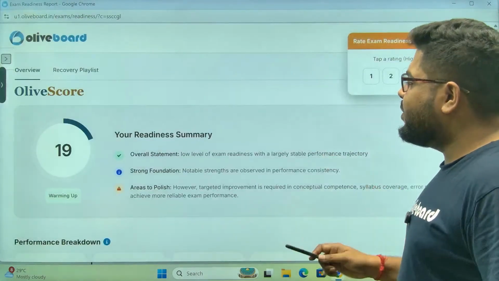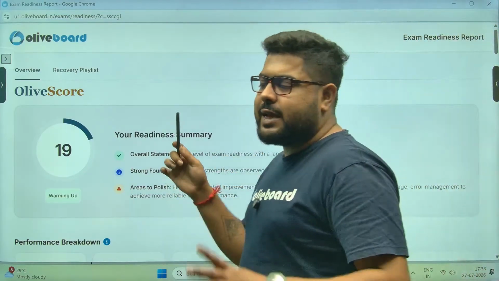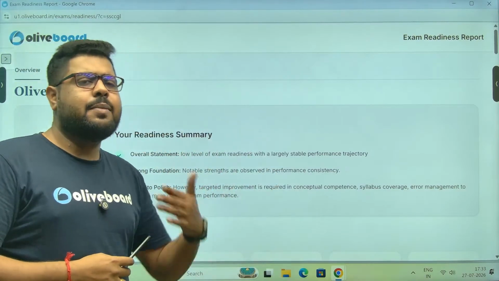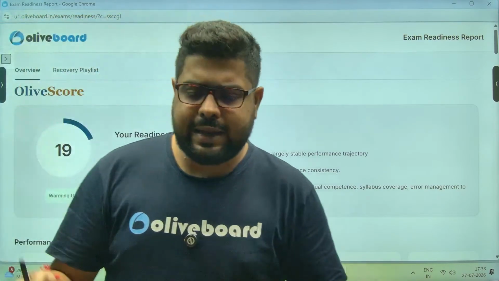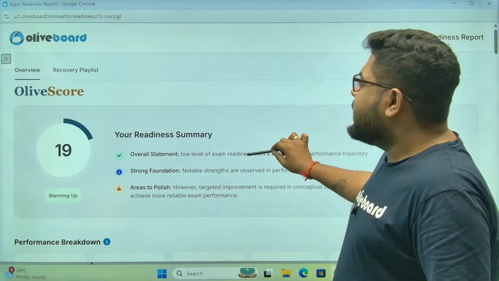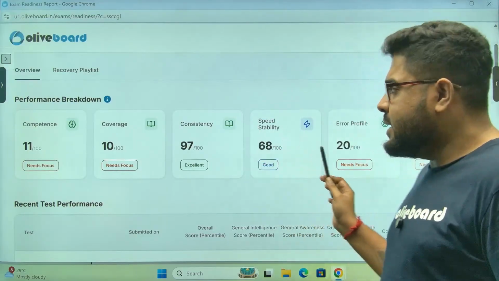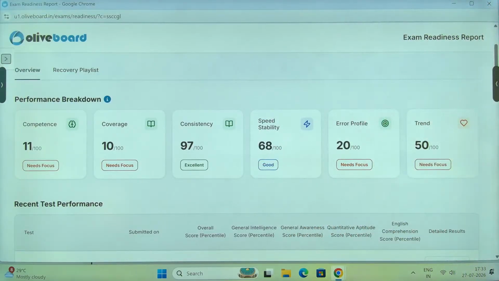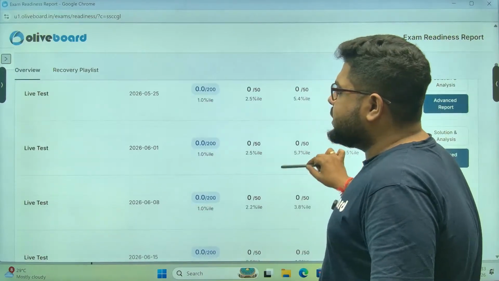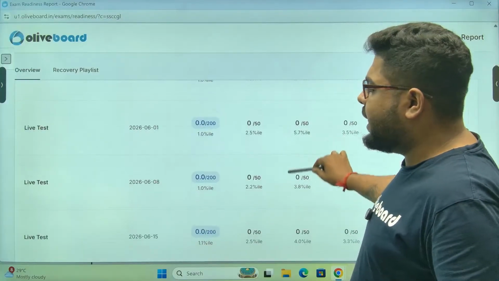If you go into the full report, you will find whatever tests of SSC CGL Tier 1 you have taken on our platform, be it live tests, paid mock tests, or free tests, anything, they will compile. So this is AI driven. The total analysis is given: what is your competence, coverage, consistency, speed, error, trend, all these things. You can go through this and it will show you the individual tests as well. For me, it's only live tests.